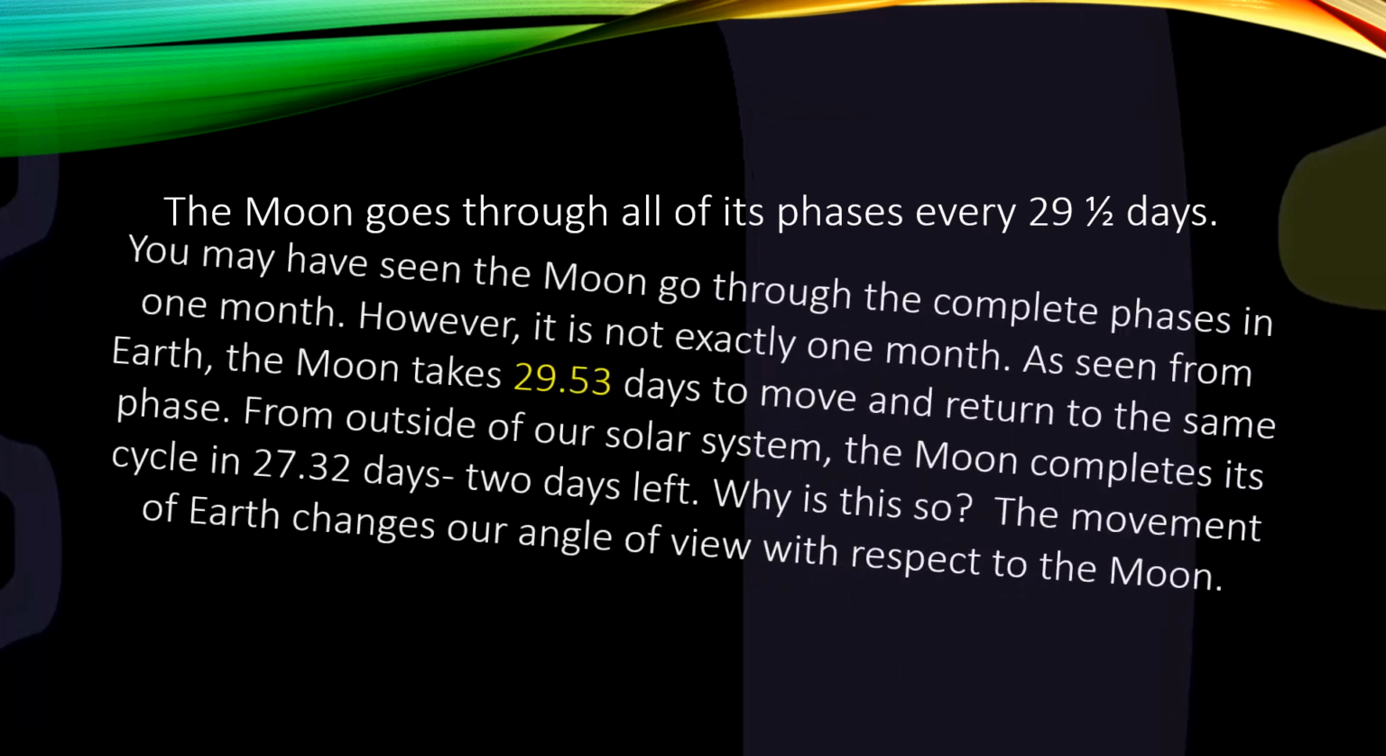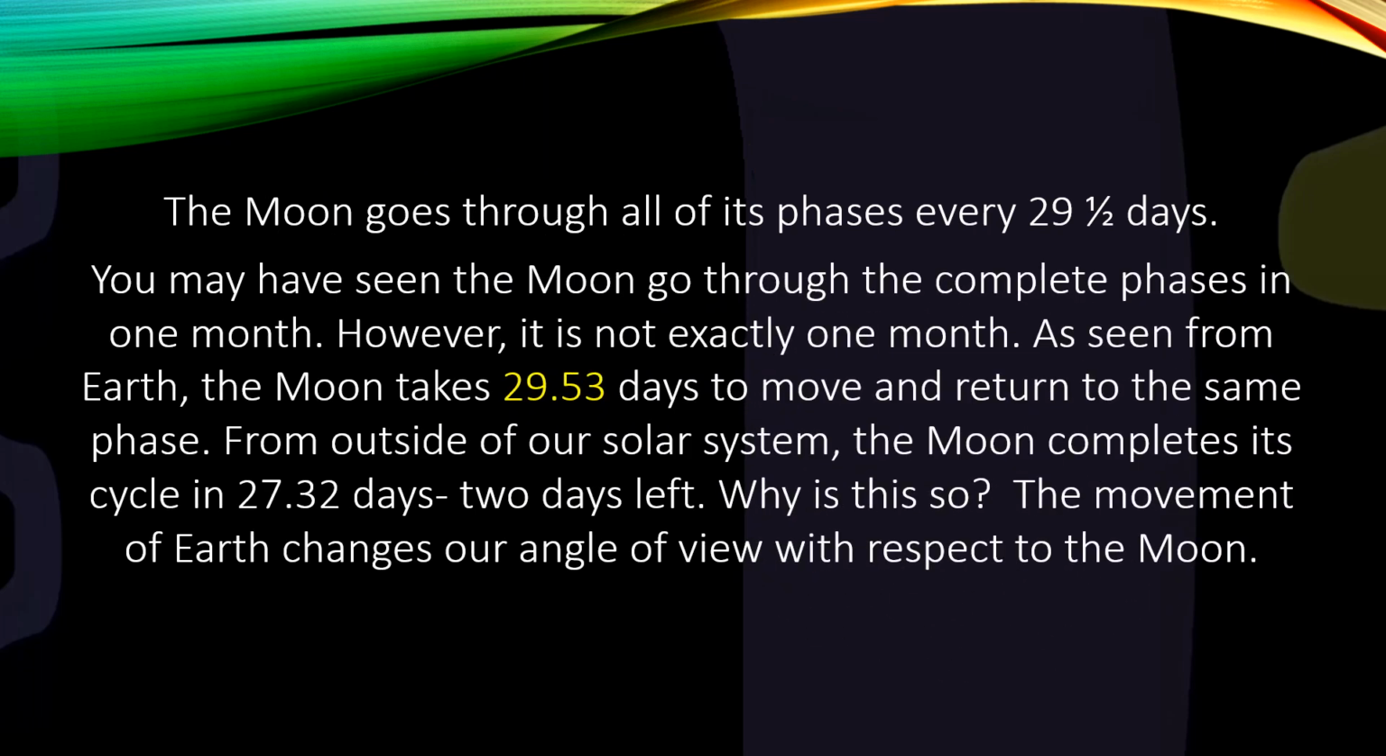The moon goes through all of its phases every 29.5 days. You may see the moon go through the complete phases in 1 month. However, this is not exactly 1 month. As seen from Earth, the moon takes 29.53 days to move and return to the same phase. From outside of the solar system, the moon completes its cycle in 27.32 days. Why is this so? The movement of Earth changes our angle of view of the moon.